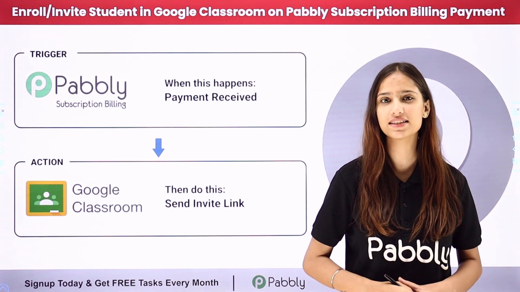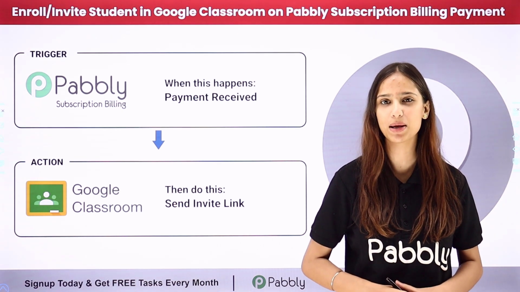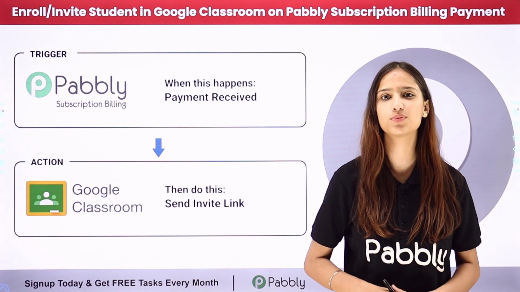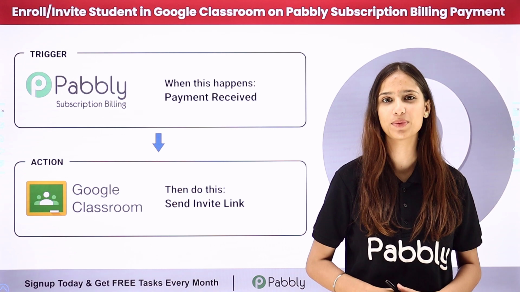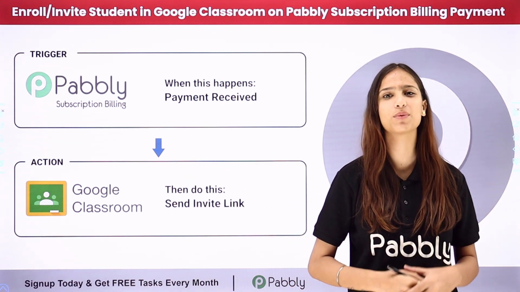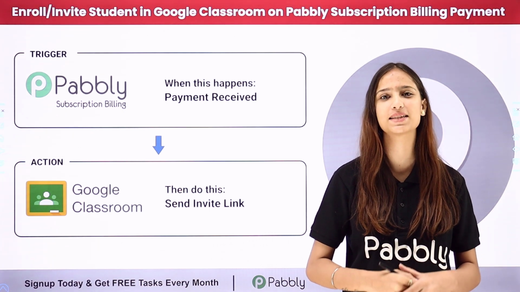So here my objective is that whenever a student makes the payment for this course, I want to send an invitation link for the Google Classroom to that student. Now in order to automate this entire process, I need to set up a connection between these two applications, for which I'm going to use this amazing automation software, Pabbly Connect.